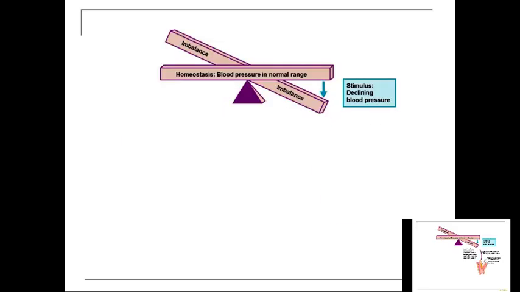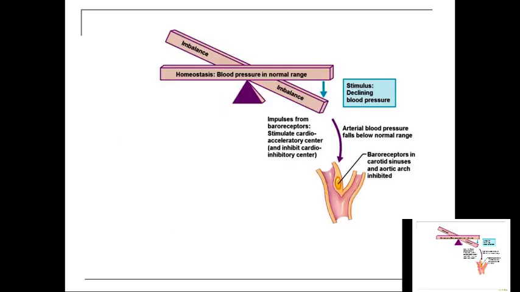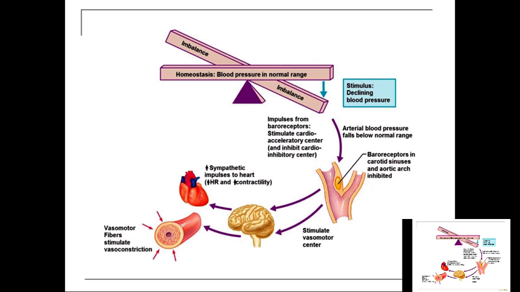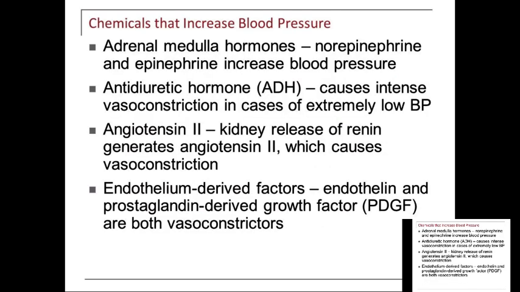Blood pressure goes back to normal. If the blood pressure dips and the same baroreceptors pick that up, then it's going to stimulate the vasomotor center, increase sympathetic tone, increase heart rate and contractility, and vasoconstrict so that the peripheral resistance increases, cardiac output increases, and blood pressure also goes up. Some of the hormones like norepinephrine and epinephrine can increase blood pressure. Those catecholamines are released from the adrenal medulla. In the adrenal cortex, that's where you have cortisol, which also does the same thing. It increases blood pressure. Antidiuretic hormone, ADH, causes intense vasoconstriction.